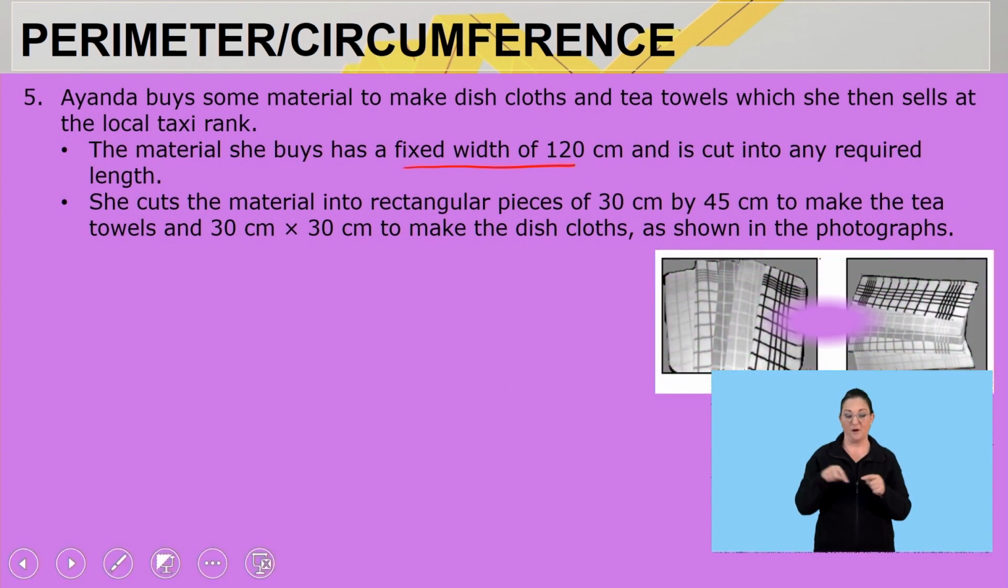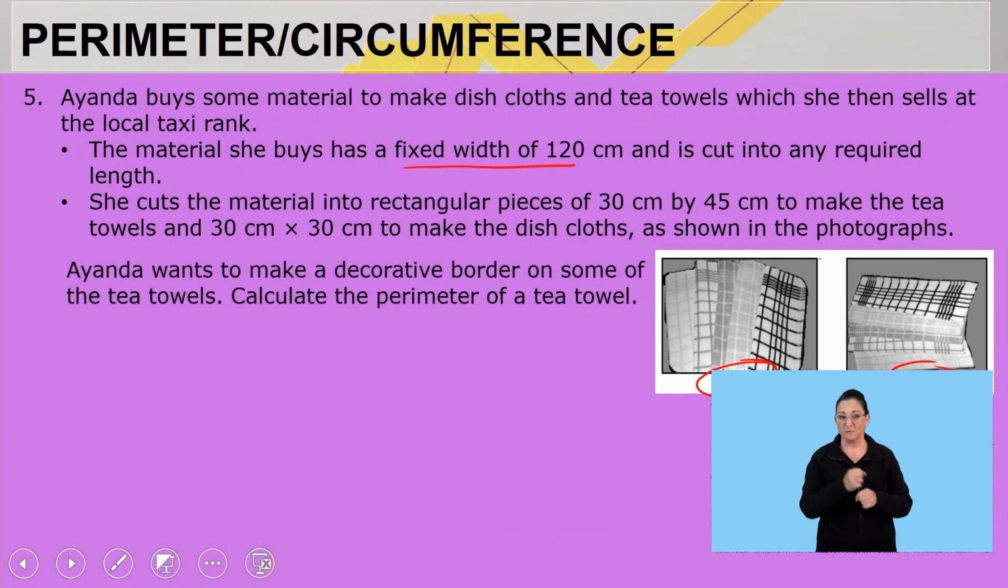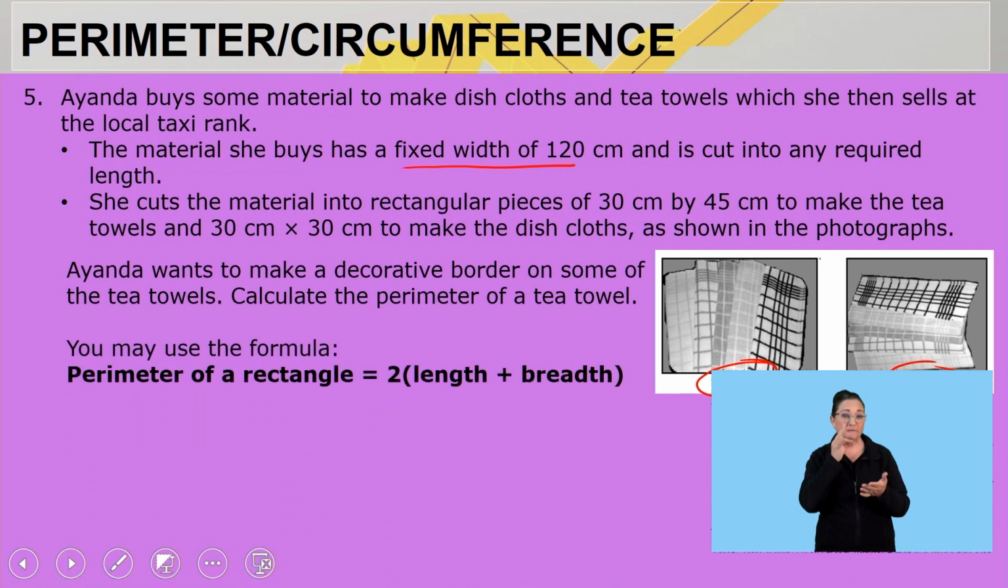Now let's look at, there we can see, right? There we have our dishcloth as well as our tea towel. So what is it that we need to do? Further on, the question is stating here that Ayanda wants to make a decorative border on some of the tea towels. Calculate the perimeter of a tea towel using the formula perimeter of a rectangle equals 2 in bracket length plus breadth. Now guys, again, quite a lot of information is presented to us. It's important for you to go and look for the applicable information. Now what is key here?